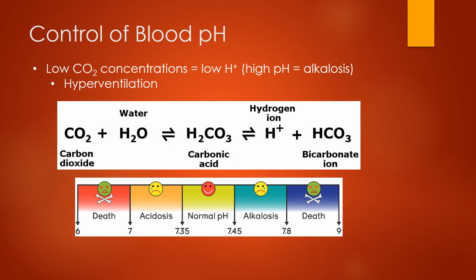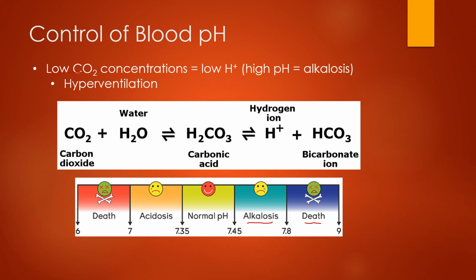So let's look now if we had low concentrations of CO2. Low concentrations means the pH is increasing. That can be alkalosis. Too high could be very bad. This often can happen with hyperventilation. You can get low CO2. You're just not breathing in.